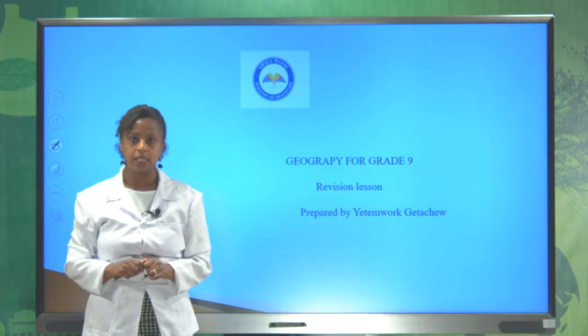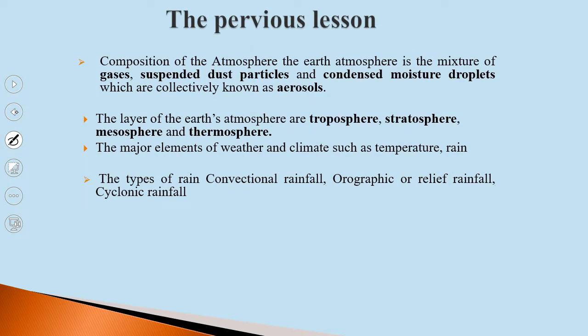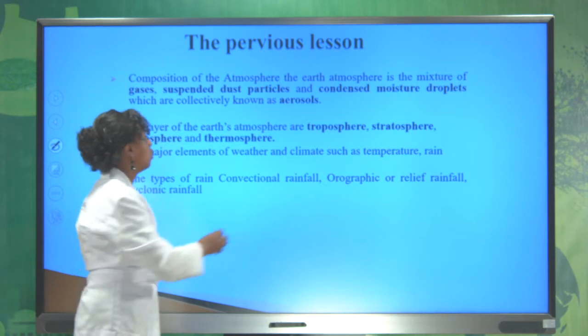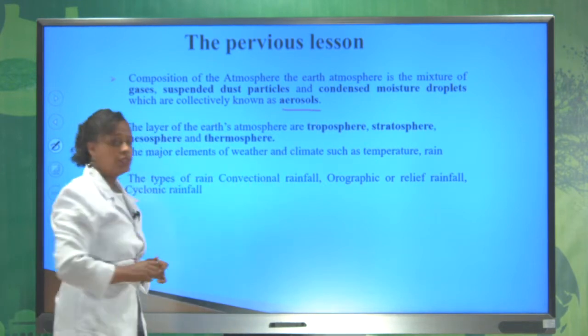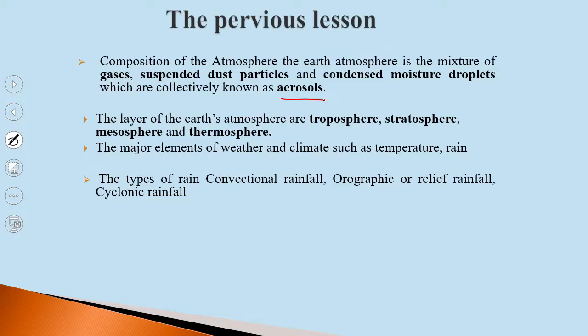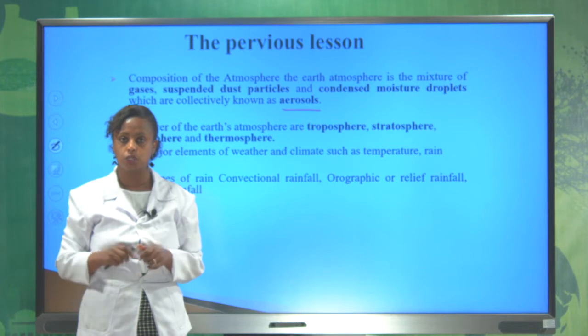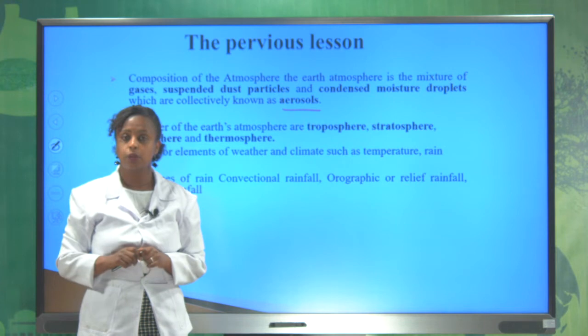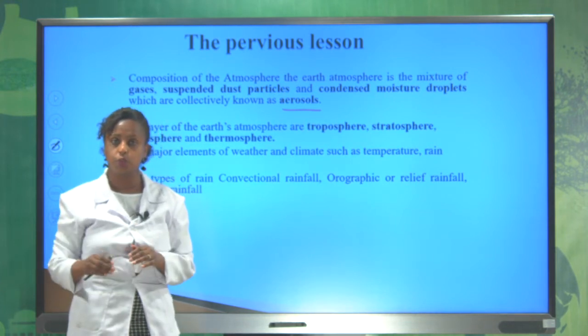In the previous lesson, we have seen the major elements of weather and climate, the composition of the Earth's atmosphere, such as gases, water droplets, and dust particles. These are collectively known as aerosols. We have seen also the four layers of the Earth's atmosphere: troposphere, stratosphere, mesosphere, and thermosphere. We also discussed the difference between weather and climate. Climate is the average all-weather condition for a long period of time, about 30 years, whereas weather is the atmospheric condition for a short period of time.